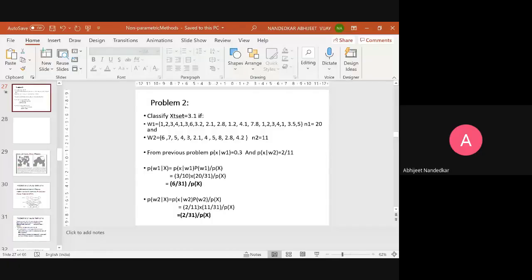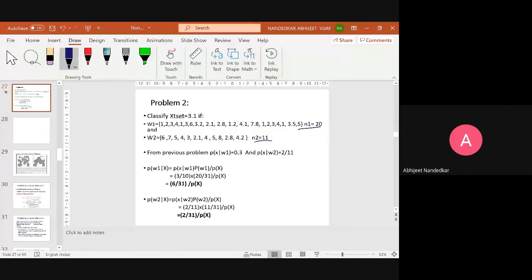So yesterday we have seen this Parzen window problem where two classes were given to us, say like this, n1 equal to 20 and n2 equal to 11. So there were 31 samples given to us, and we were asked to find out what is the class for x test equal to 3.1.